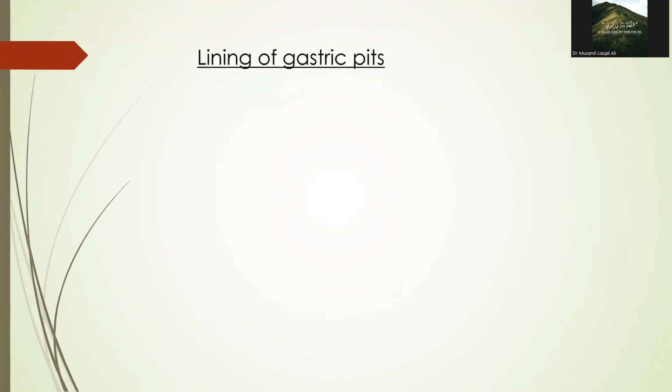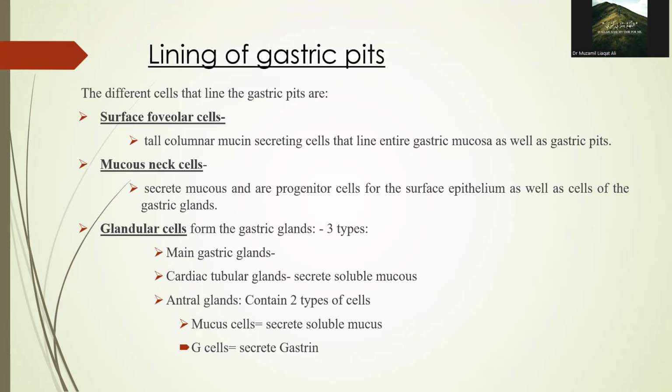Let's discuss the lining of the gastric pits. Now, this is extremely important because each cell has a specific function. Very first one is surface epithelial cells. These cells secrete mucus and bicarbonate. Their job is protection. Without them, acid will digest the stomach itself. Next is mucus neck cells. They produce mucus but also act as stem cells. They maintain the epithelial lining.